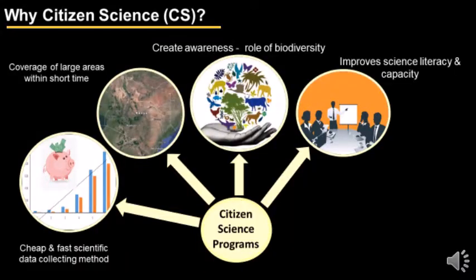When we use the citizen science program, we are also able to enlighten the citizen scientists, or the local communities, and in doing this, we are able to improve their scientific literacy. We are also able to improve their capacity, and now these people can contribute to science. They can also contribute to conservation significantly.